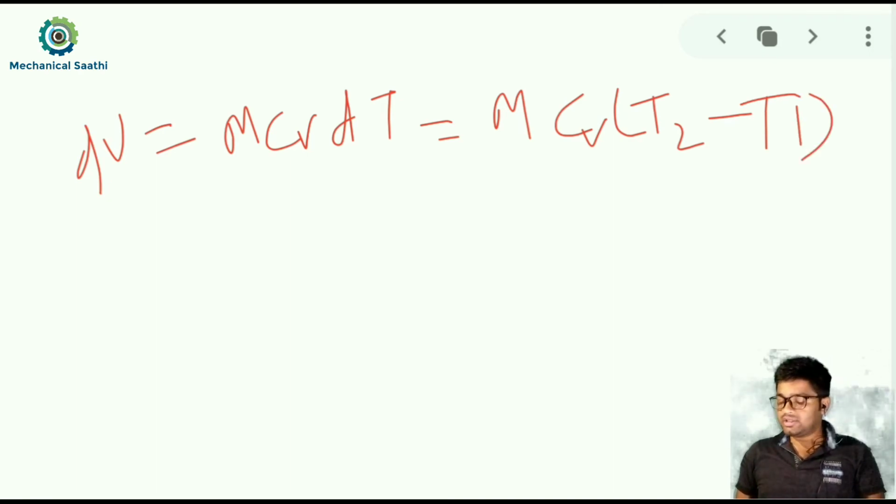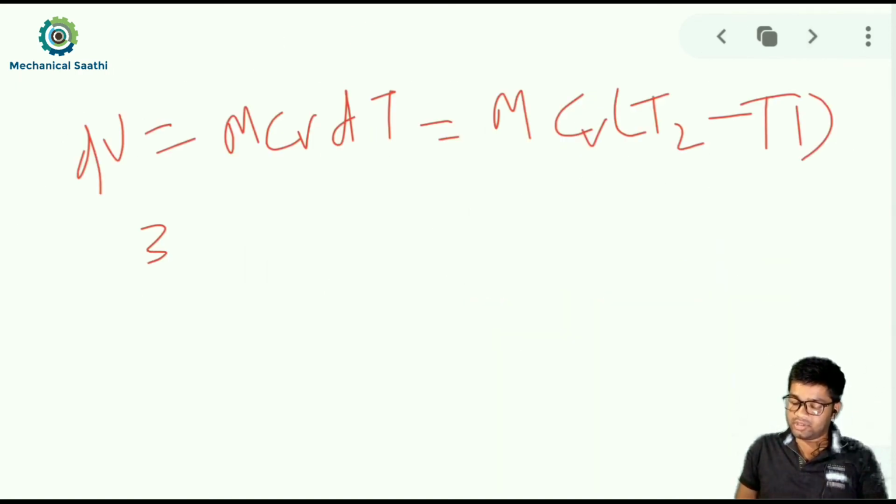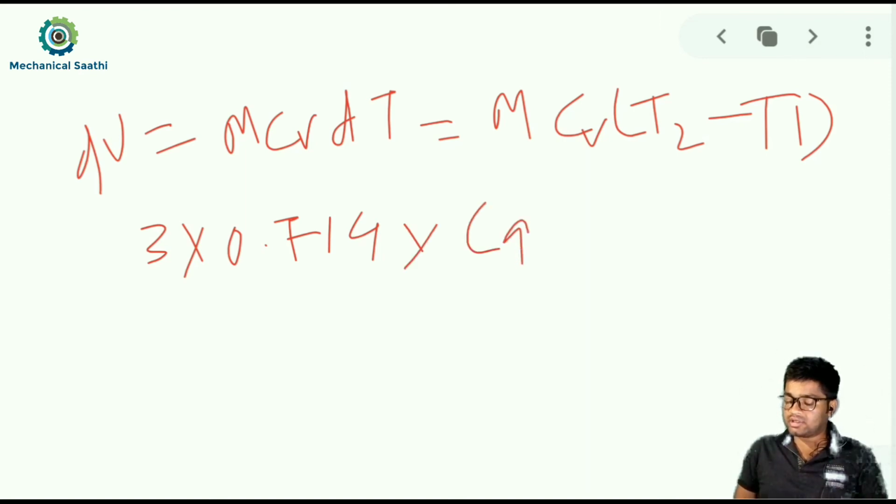So here all the data are known to us. So simply let us put all these values over here. So m is given as 3 kg. So 3 into Cv is given as 0.714 kilojoule per kg Kelvin. Okay, and T2 we calculated now, that is 999 Kelvin, and T1 which was given previously, that is 333 Kelvin. So it will be calculating this value.